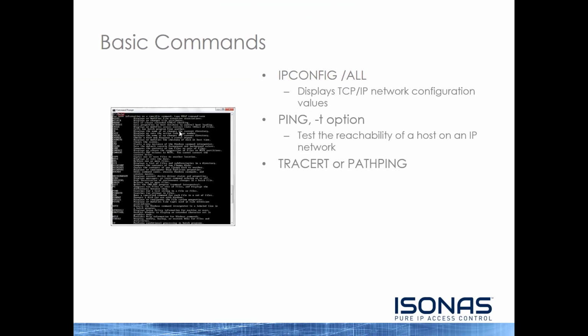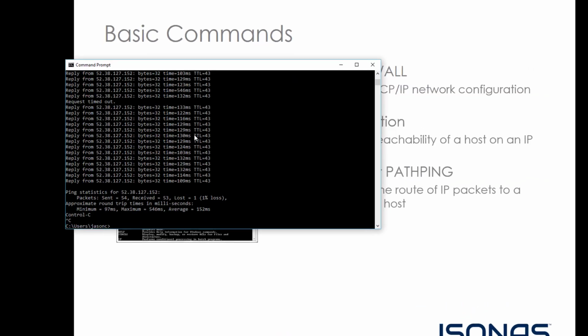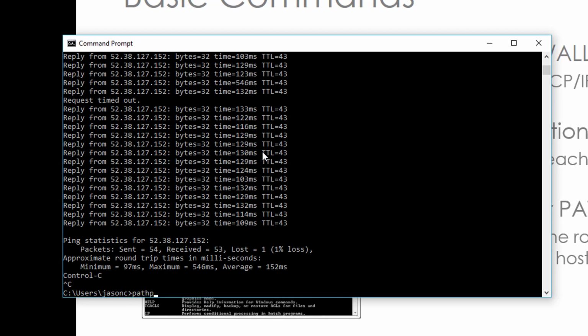Alright, next is tracert or pathping, and these are the most critical ones. This displays the route of IP packets to a particular host. So ping tests the reachability, pathping or tracert actually tells us how it gets there. So if I type in pathping ISONAS Pure Access Cloud.com.